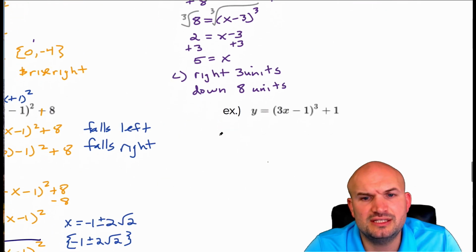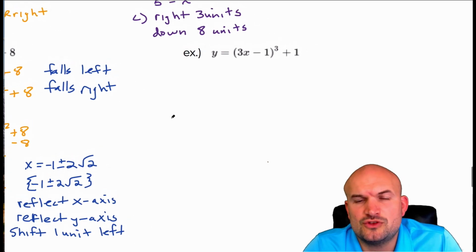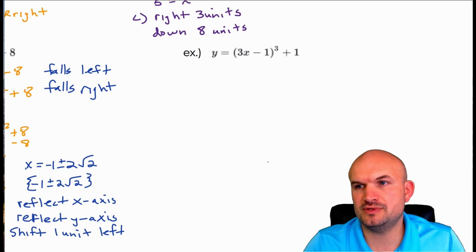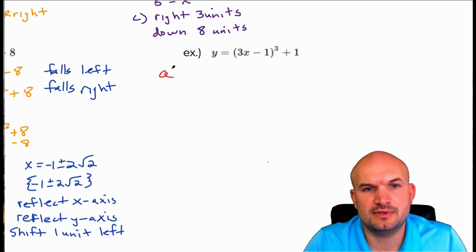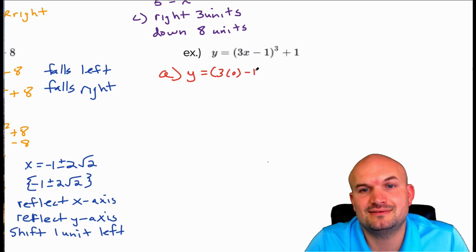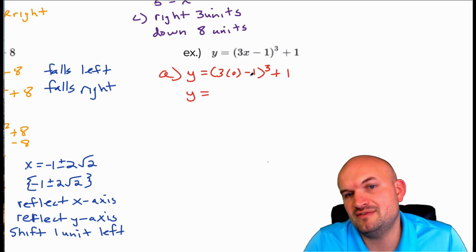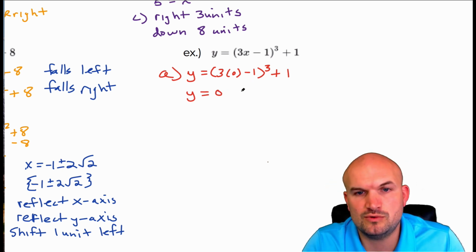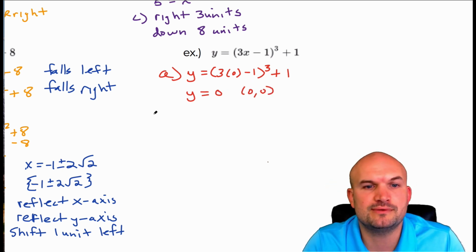All right, let's get on to the last example. So y equals (3x minus 1) cubed plus 1. Let's go through the same process here. To find the y-intercept, you just replace x with 0. It's the same thing over and over. In this case, again, we have negative 1 cubed is negative 1, negative 1 plus 1 is going to be 0. So this graph crosses through the origin.